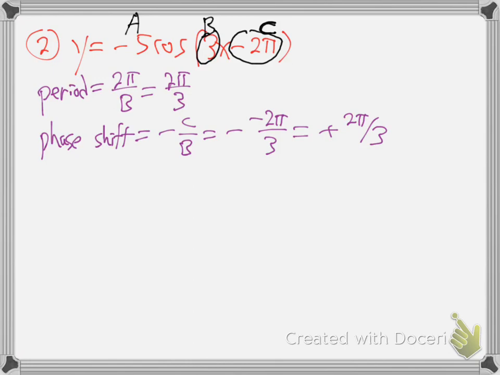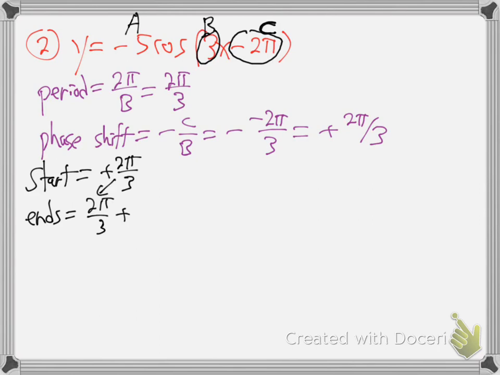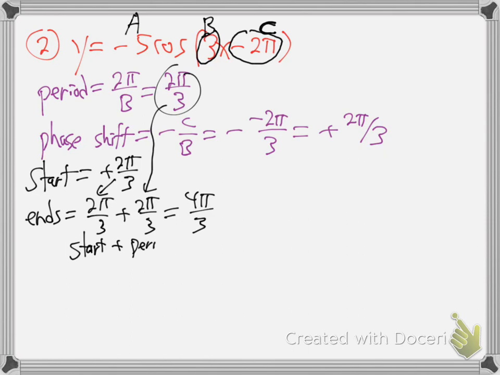All right, so that tells you about the start and the end. So it starts at the phase shift, positive 2 pi over 3. It ends at the start plus the period, which comes out to be 4 pi over 3, doesn't it? Right? So it starts at the phase shift. It ends at the start plus the period. Okay. And so then I go to the graph.